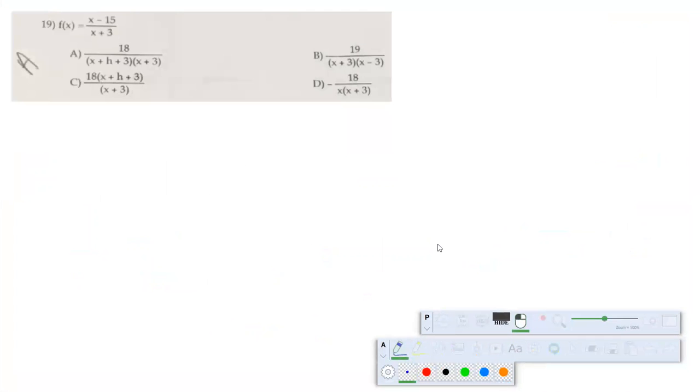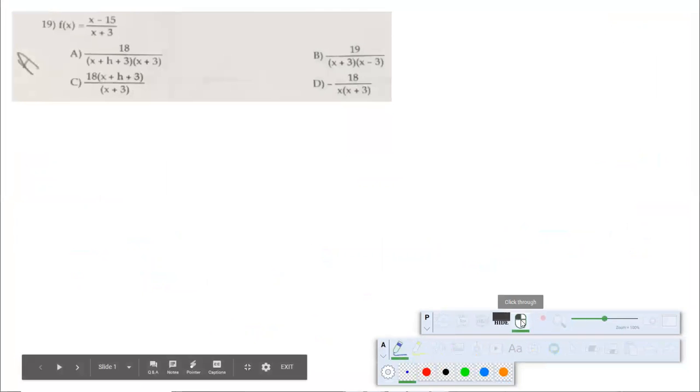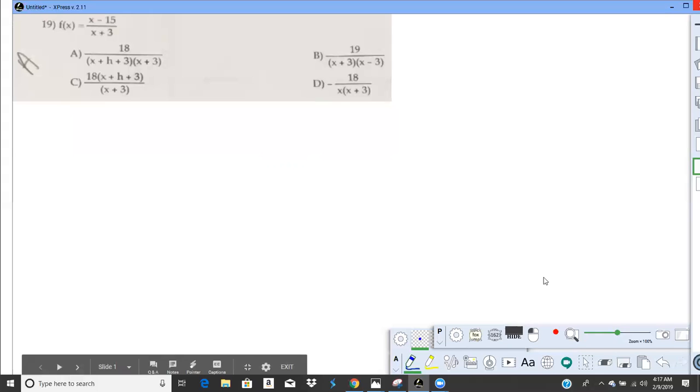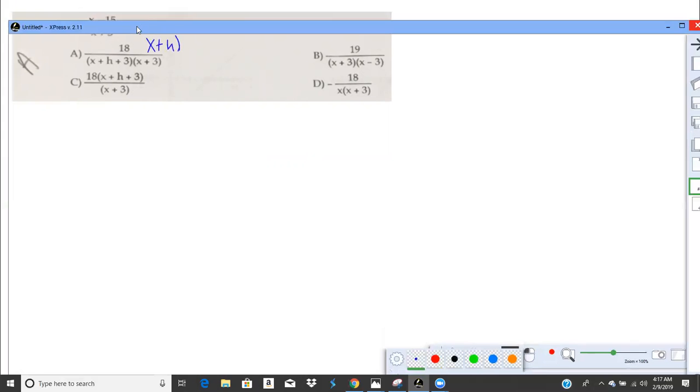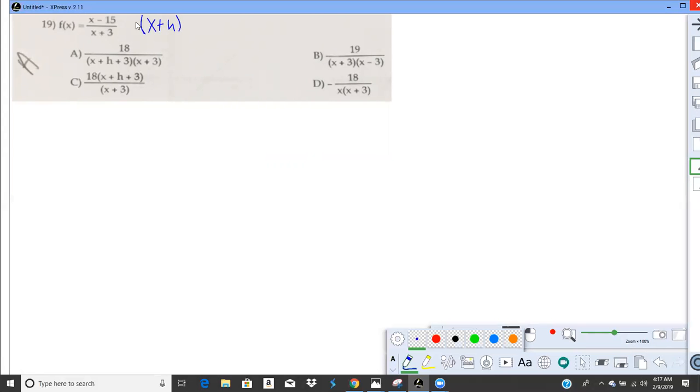All right, this is the other one. This is a little bit long, so you need to really bear with me on this. The first one is f of x plus h, f of that, minus f of x, all over h.